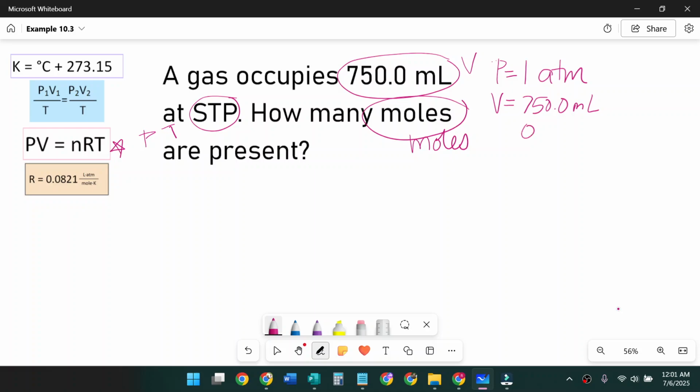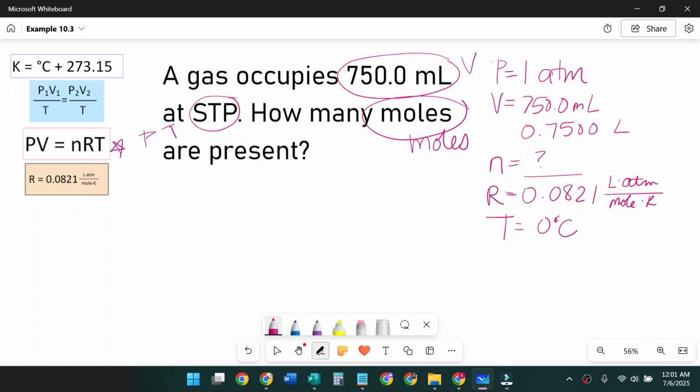in milliliters, and we can convert that to liters. We have, well, we don't have N, but that's because that's what we're going for. R is given. We should memorize this. And then last, we have temperature, because that's also part of the STP standard. Temperature and pressure means 1 atm and 0 degrees Celsius. So we have basically everything we need to plug stuff in.